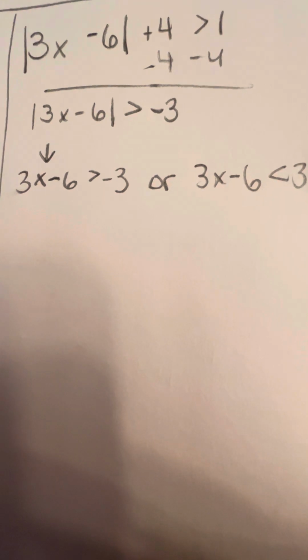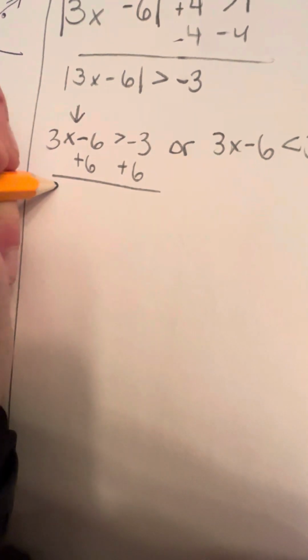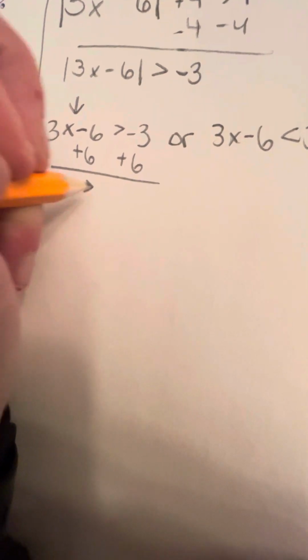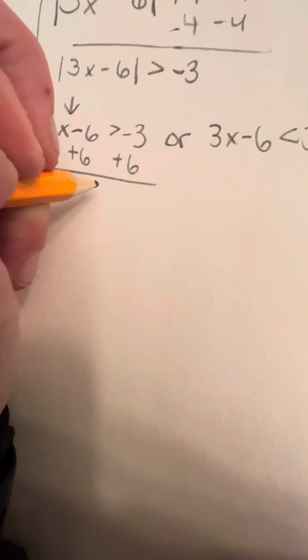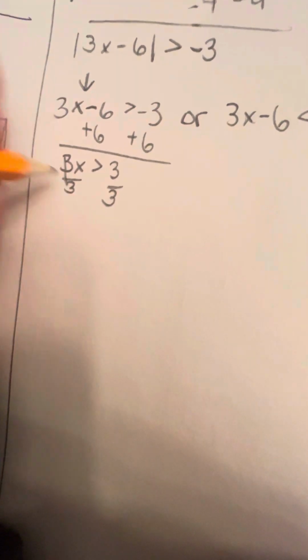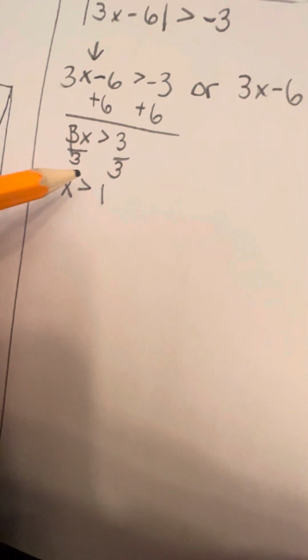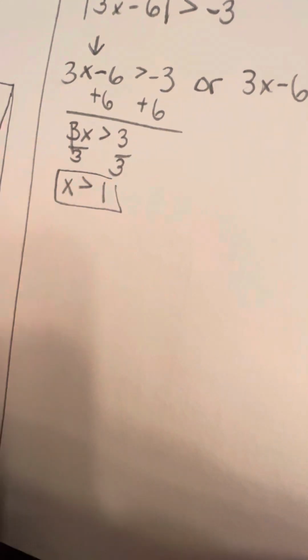And then we're going to go ahead and just solve this normally. So add 6 to both sides, and then we're going to end up bringing down that 3x, which is greater than negative 3 plus 6, which is 3. We're going to divide both sides by 3 to get the x alone, and we're going to get 1x is greater than 3 divided by 3, which is 1. So that is the first one.